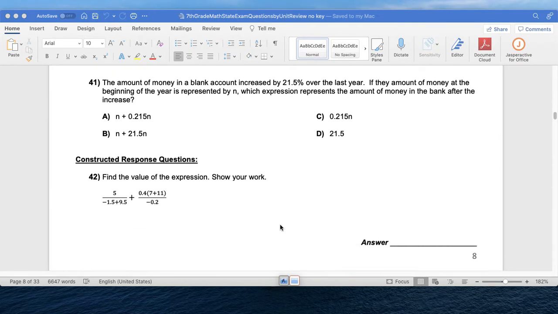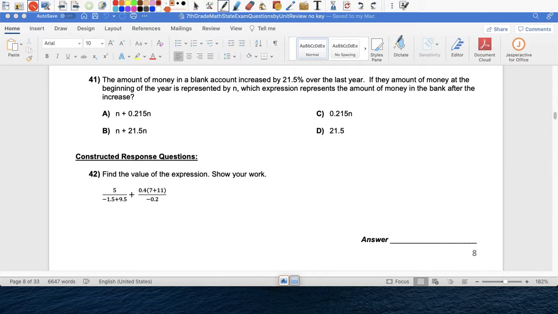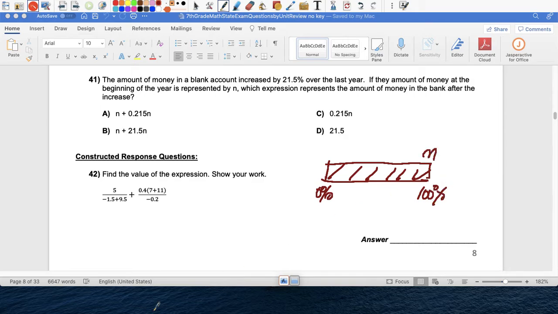41. Okay. The amount of money in the bank increased by 21.5% if the amount of money at the beginning of the year is represented by N. So this is what you have right now. And that's what you have. So instead of a value, they give you a variable N. Now, it increased. So if you increase, we're going to go 21.5%, right? That's your increase. So now it's going to 121.5.